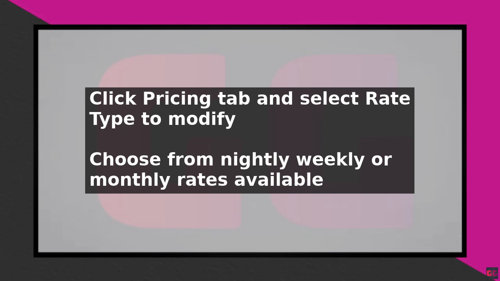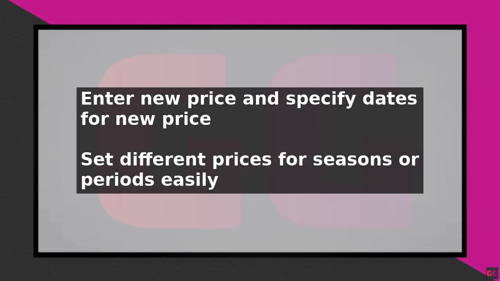Now, enter your new price and specify the dates for which the new price applies. You can also set different prices for different seasons or periods. It is crucial to keep in mind that Vrbo allows you to set minimum and maximum stays, as well as different pricing for weekends and weekdays. Make sure to review these settings and adjust them according to your needs.